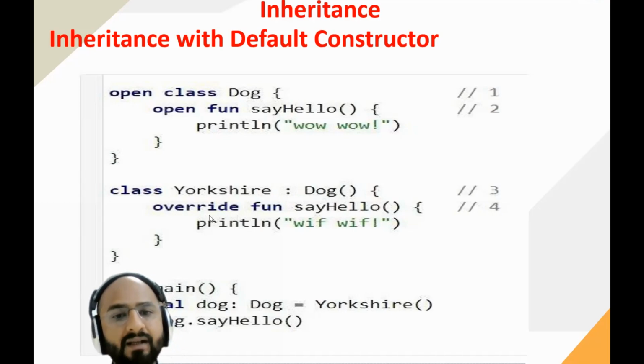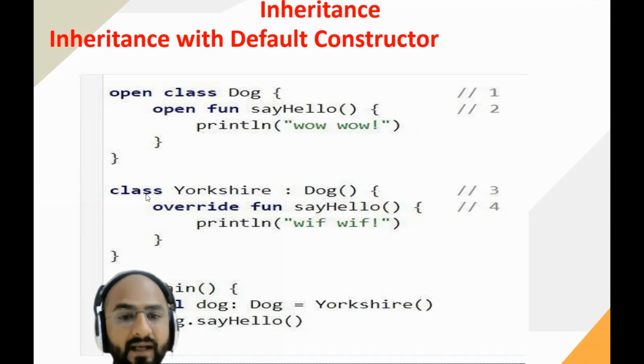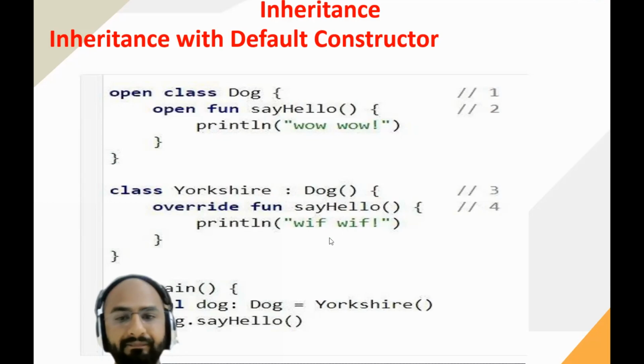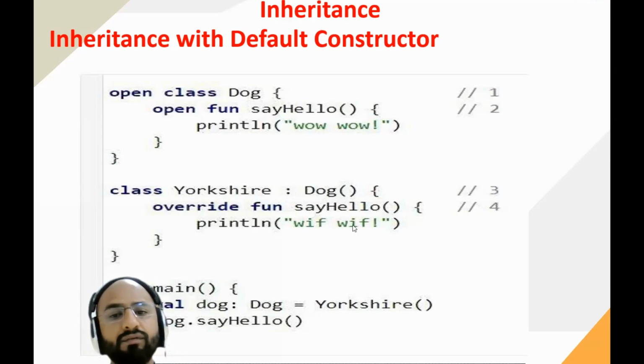That's why I have written override fun sayHello. sayHello is a method that I have overridden in the child class, which is also available in the parent class. Here also the method name is sayHello, and here also the method name is sayHello. Both classes have the same method name. Here I have overridden the sayHello method and printed the statement "whiff whiff", and here I have printed the statement "wow wow".